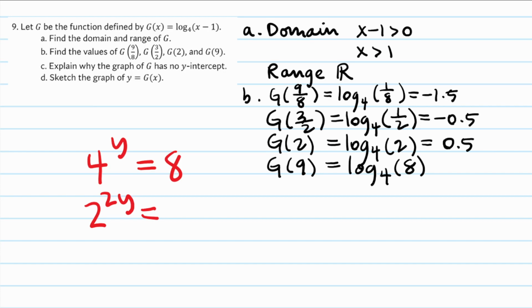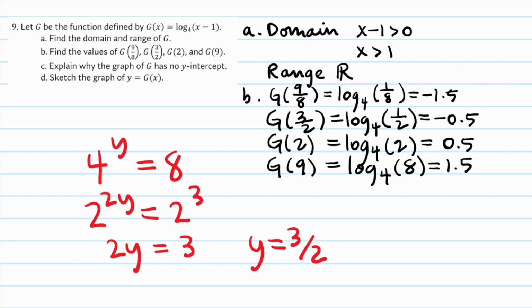I always say that y'all know more than you think. And if you just stick with what you know, you can figure a lot of stuff out. So 8, that is 2 to the 3rd. We're going to set the exponents equal to each other, and then I'm going to say y is 3/2, which I'm going to write over here as 1.5. That was the last one of those.